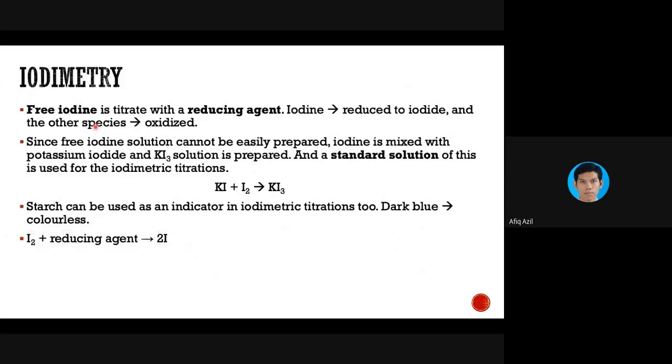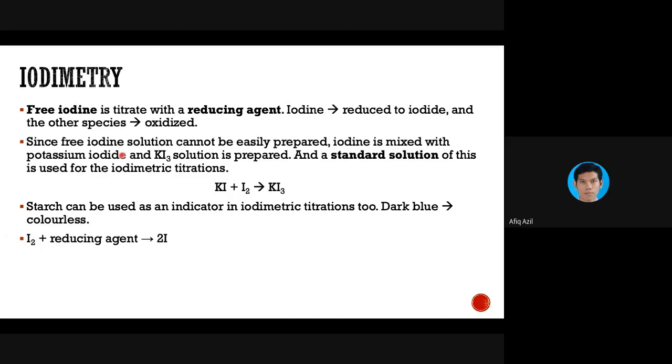Then for iodimetry, this one is pretty straightforward. Free iodine is titrated with the reducing agent. So iodine is reduced to iodide and the other species will be oxidized. Okay, so just one titration only.